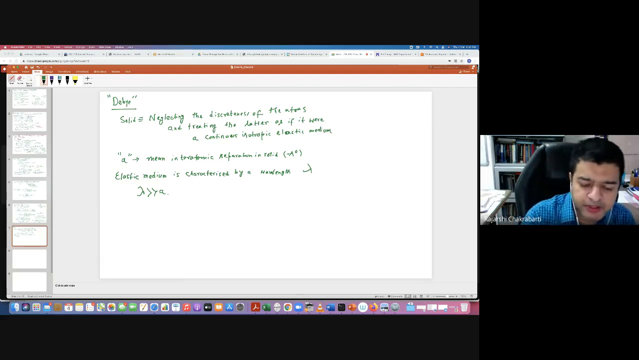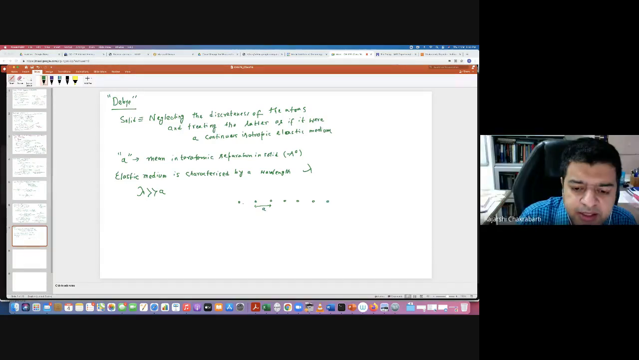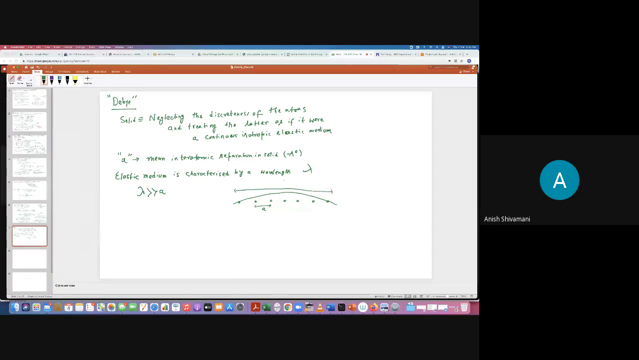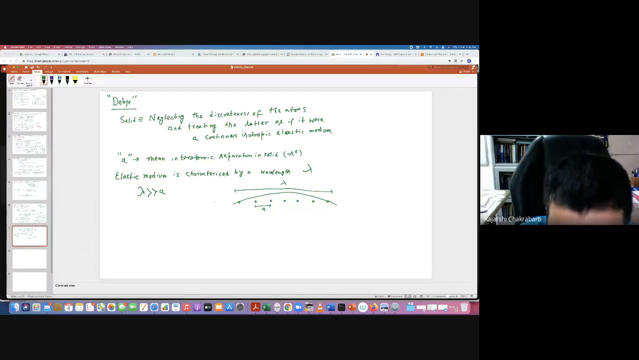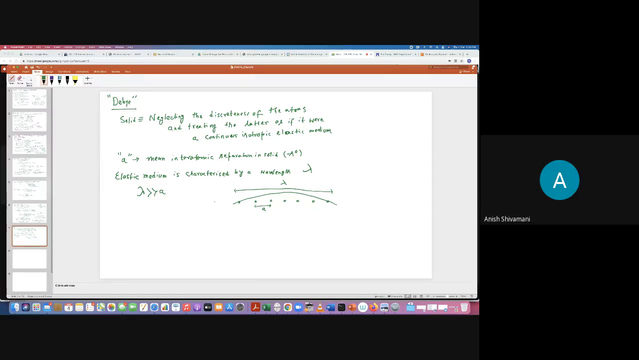So let me give you the picture. These are atoms, and this is the separation a, the mean separation. Is this clear? And I can think of a wave. Say, for example, the wavelength is like this. This is your lambda, and this is much greater than your mean interatomic separation.